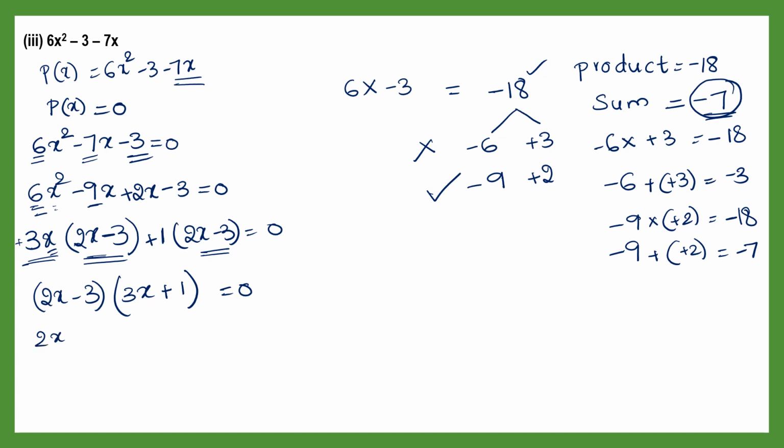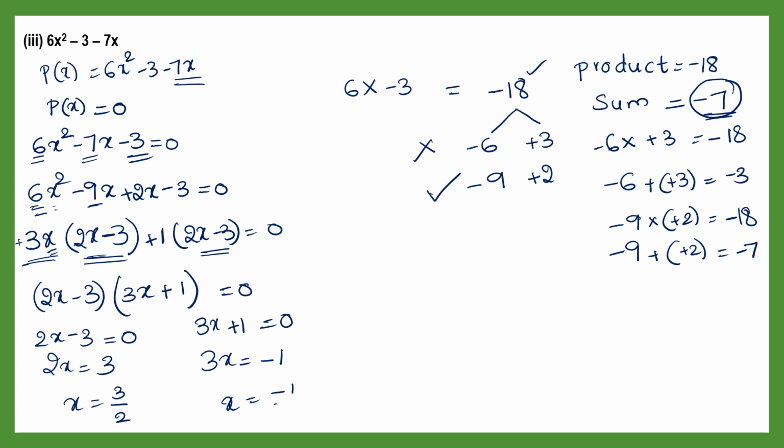You have two factors here, 2x minus 3 and 3x plus 1. Equate each factor to 0. 2x minus 3 is equal to 0, 2x is equal to 3, x is equal to 3 by 2. Now the second factor, 3x plus 1 is equal to 0, 3x is equal to minus 1, x is equal to minus 1 by 3. So you got the zeros of the polynomial: 3 by 2 and minus 1 by 3. The first part of the question is completed.